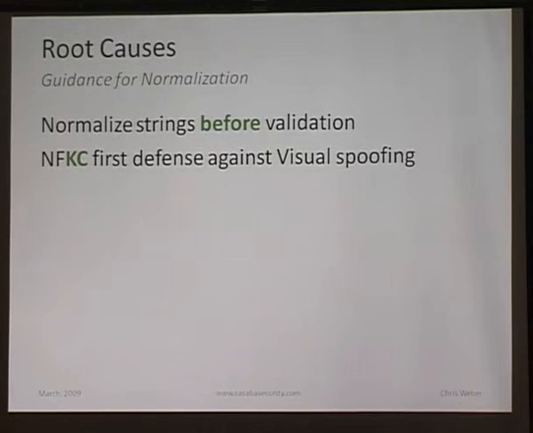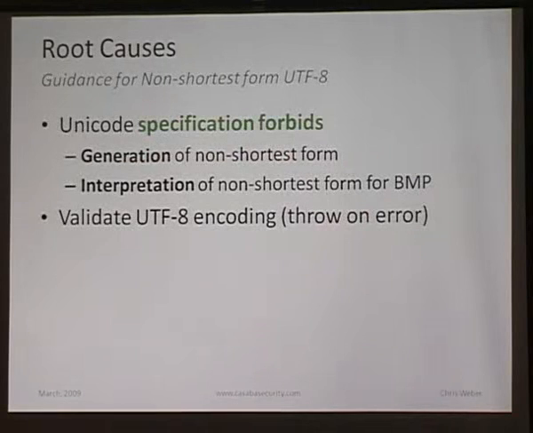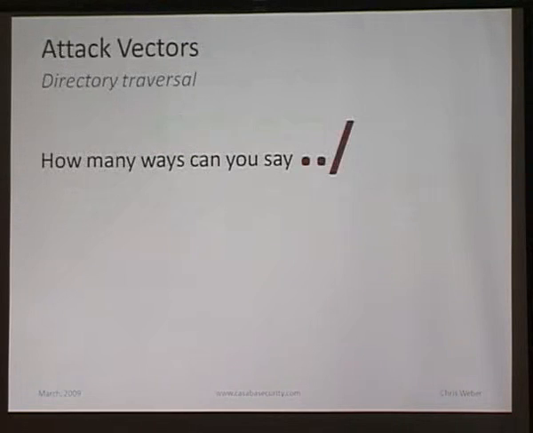Always normalize before validation. Non-shortest form UTF-8. This is the old IIS Unicode hack, right? It still works in some systems. You pass in an apostrophe, right? If you do overlong UTF-8 encoding, it's %C0%AF. That's forbidden by the Unicode standard to interpret because of the problems that it's caused.